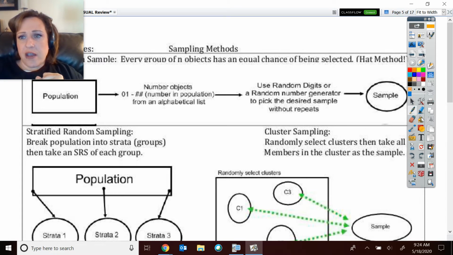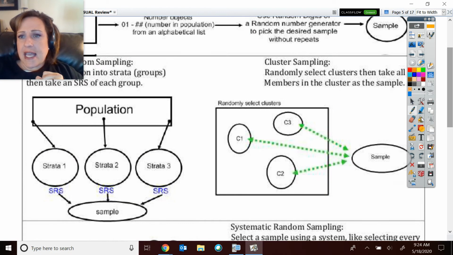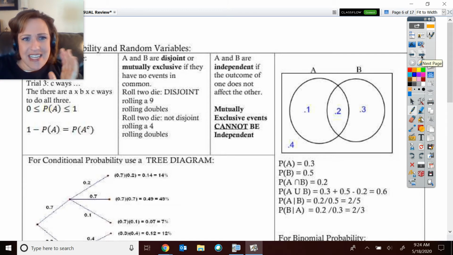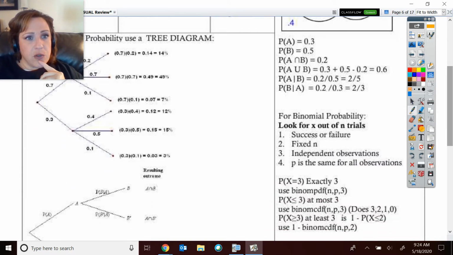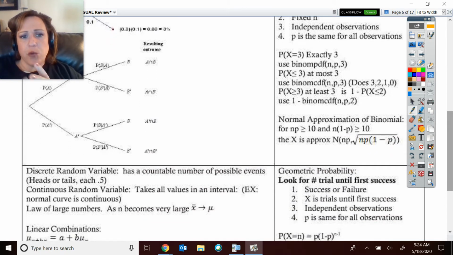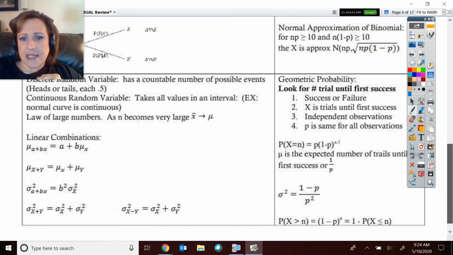Here's a picture of some sampling methods. I think that we've kind of got that down, so we're not having issues there. This is nice, and it's got some of the visuals of the tree diagrams to remind you of that. I think I included those in my full review of those sections.